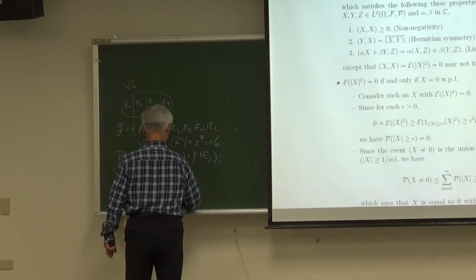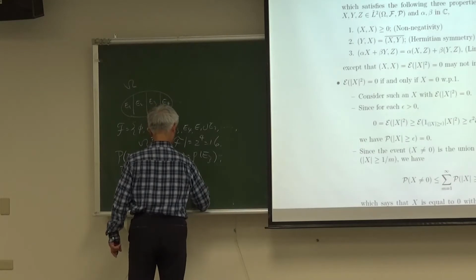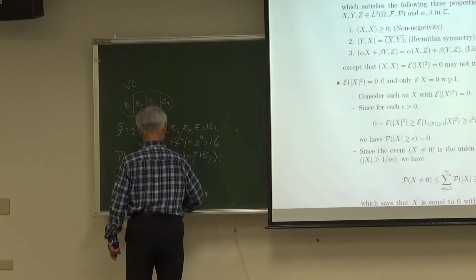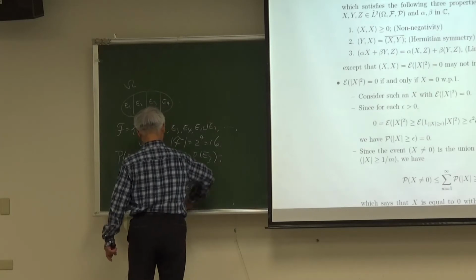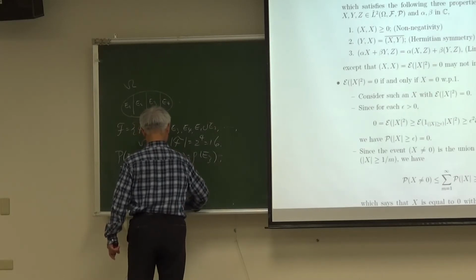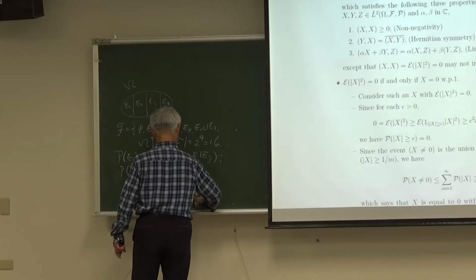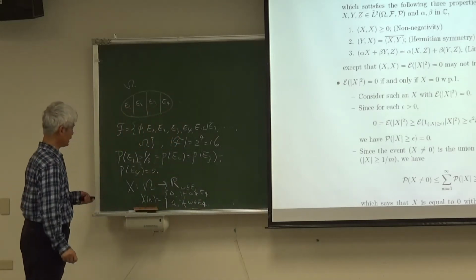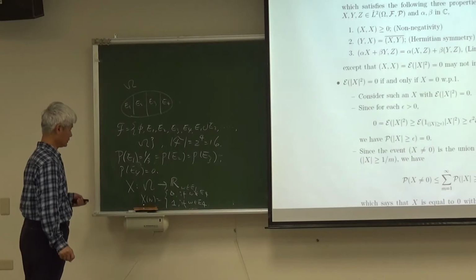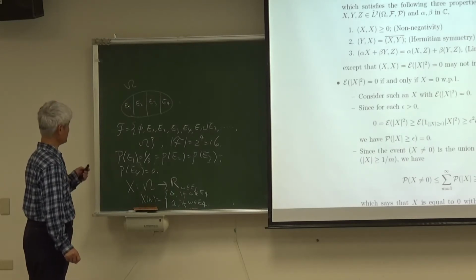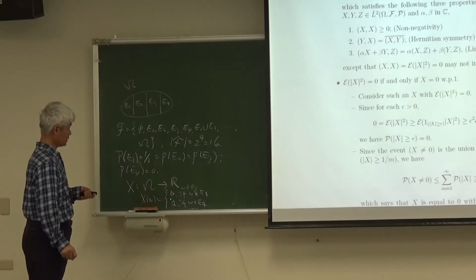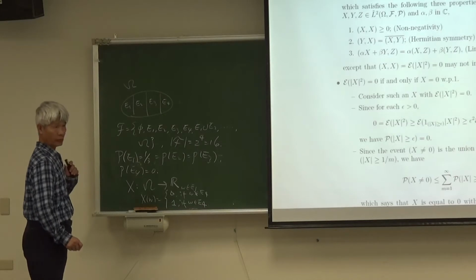X is 0 if ω is not in E4, and 1 otherwise. Okay, so I define a random variable which takes the values 0 and 1. The value of the random variable is equal to 0 if ω is in E1, E2, or E3, but X(ω) is equal to 1 if ω is in E4.